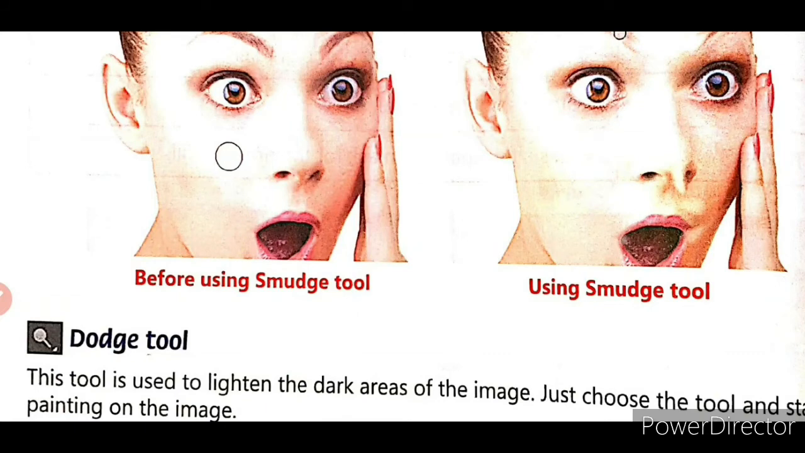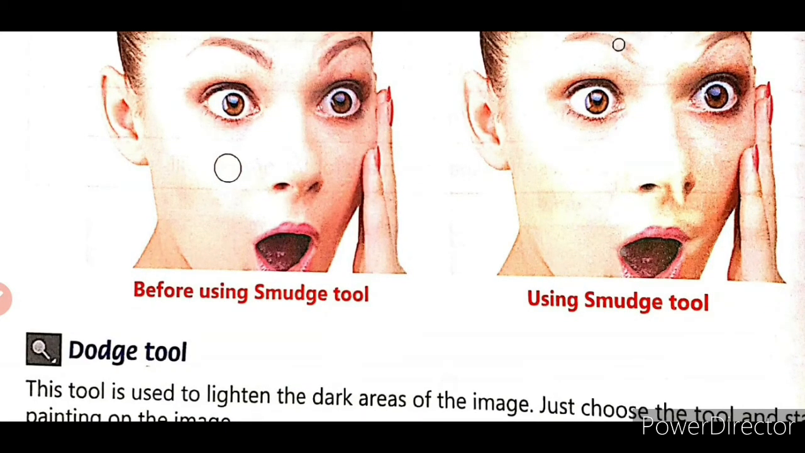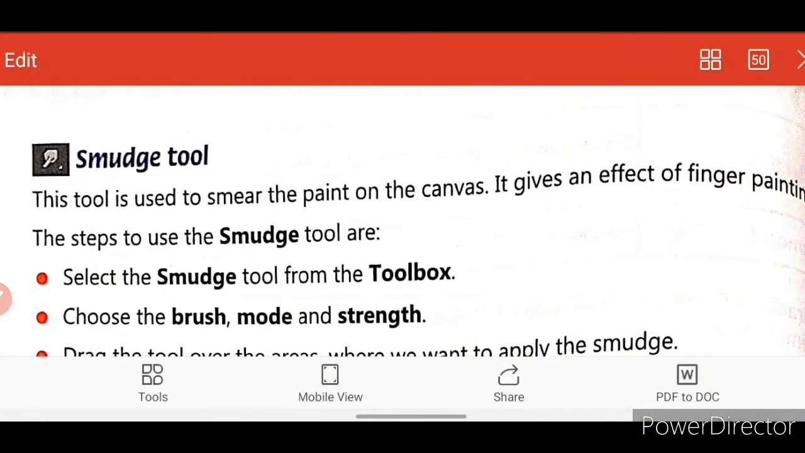See this diagram, it shows before using the smudge tool. On your right side it shows after using the smudge tool. What is the smudge tool used for? In order to smear the paint on the canvas. So this smudge tool gives the effect like finger painting.